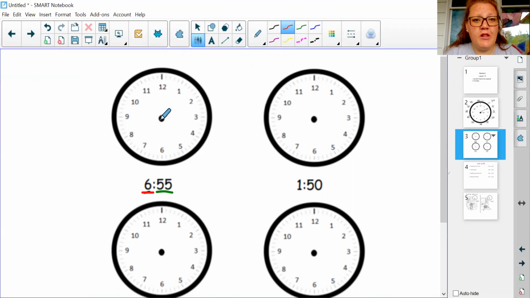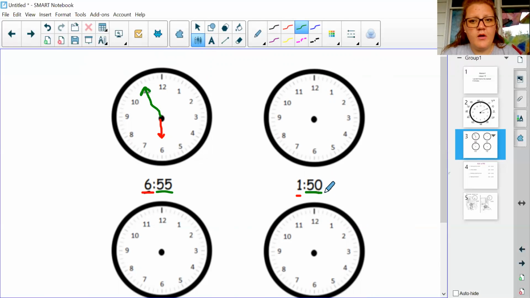So what hour are we looking at? The 6th hour. So 6, and then what's our minutes at? 55. So 6:55.